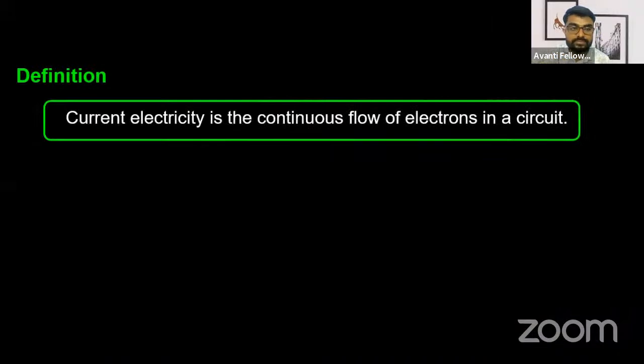Definition. What do you think? What is current electricity?